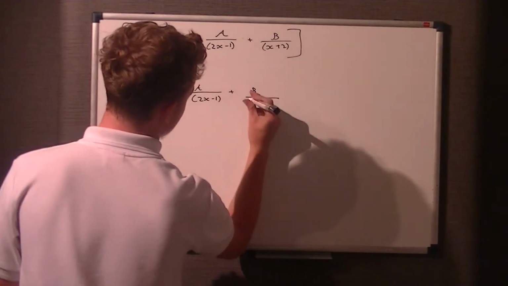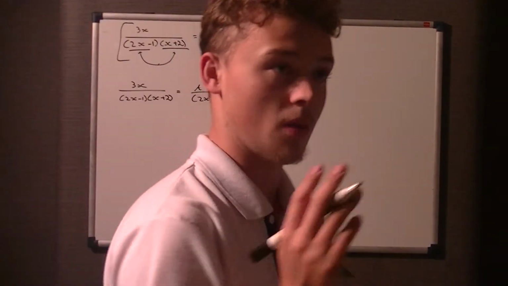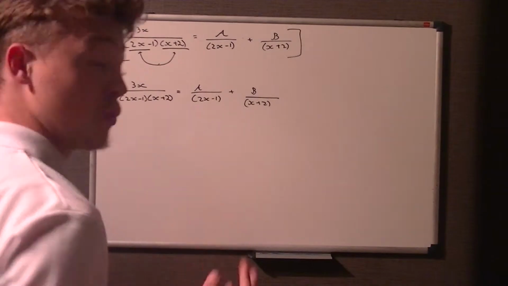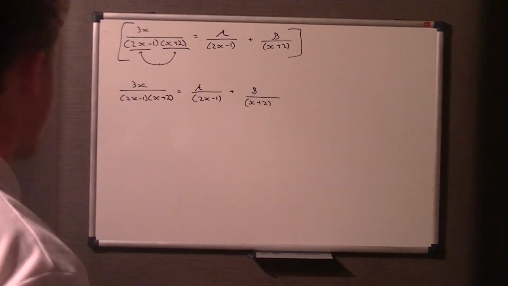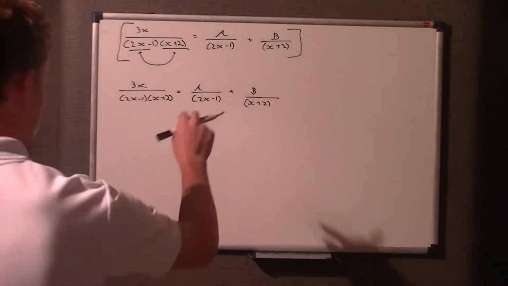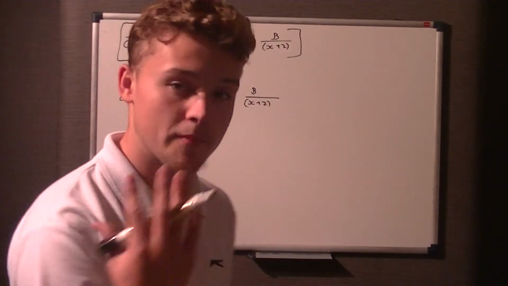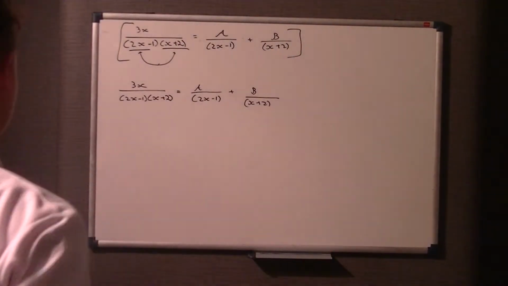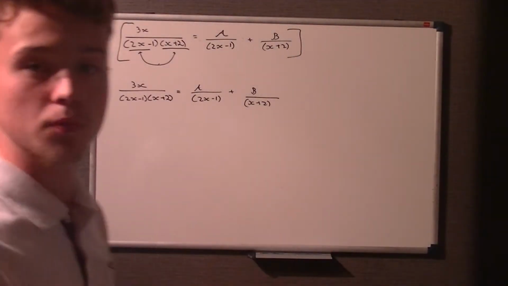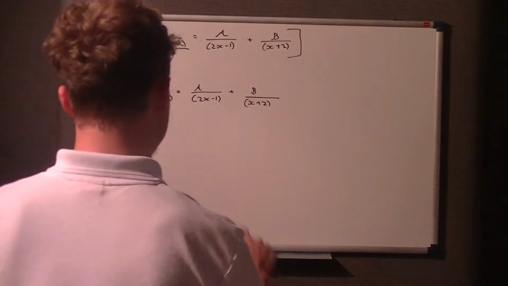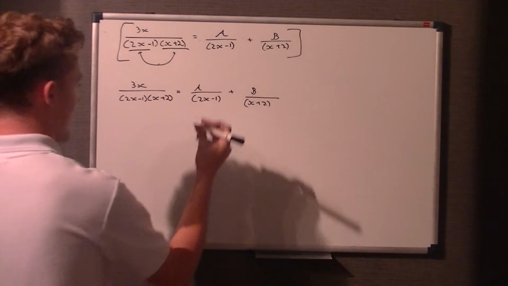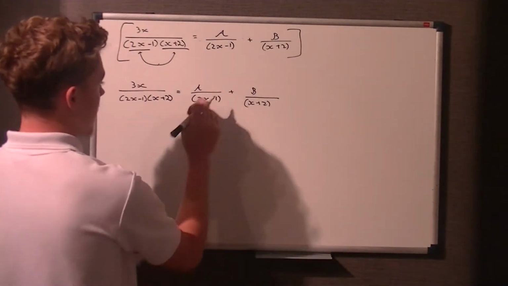Now we said before we need to add fractions, but we need to make sure they have the same denominator, and clearly those two don't. So what do we do? We do what we normally do when adding algebraic fractions, like we did in C3. We need to times them both by 1, otherwise we'd be changing the fraction and it would no longer equal 3x over (2x take 1)(x plus 2). So we need to give them the same denominator.